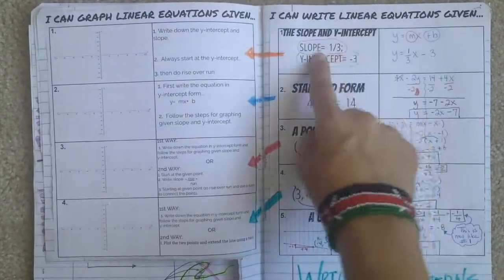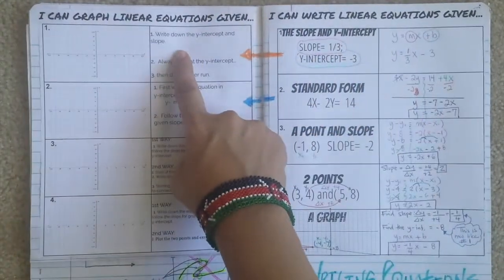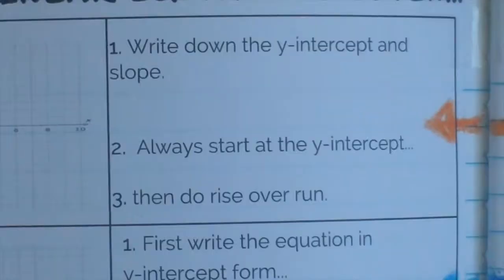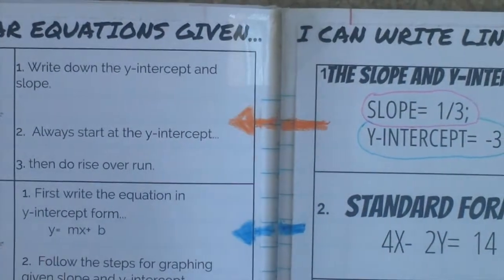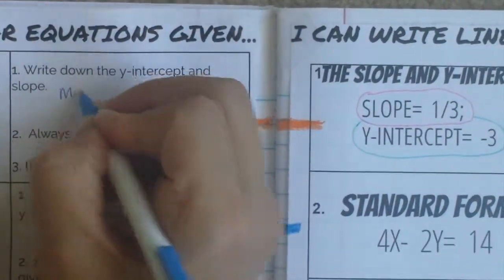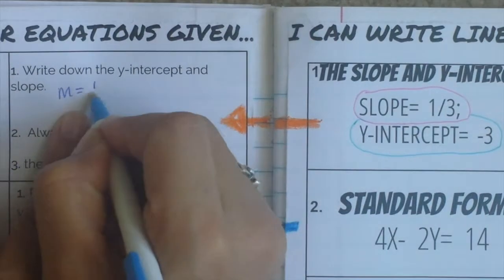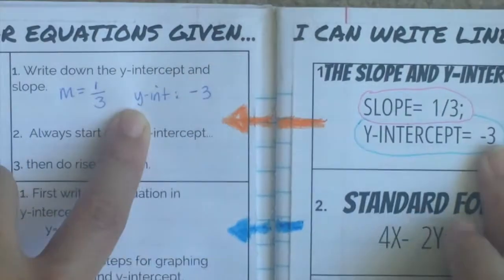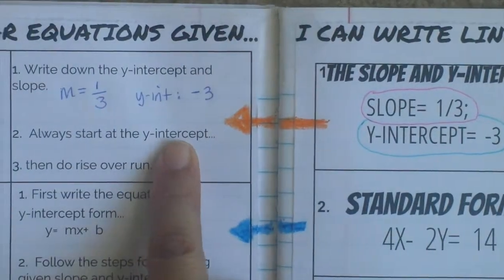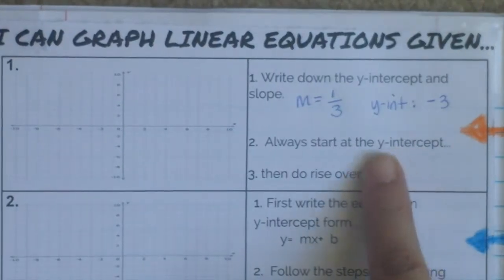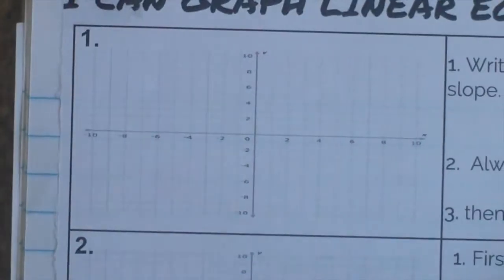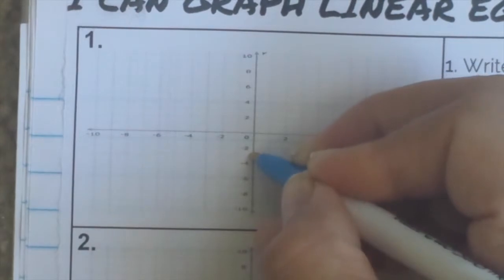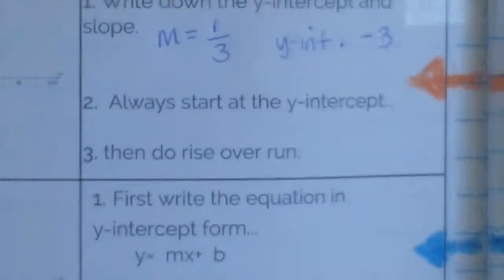Alright, so I can graph linear equations given a slope and a y-intercept. That's by far the easiest. First thing you're going to do is write down the y-intercept and the slope. So the y-intercept is negative 3, the slope is 1 over 3. Then always start at the y-intercept, so we're going to start at negative 3. I'm going to put a point down where it crosses the y-axis at negative 3.